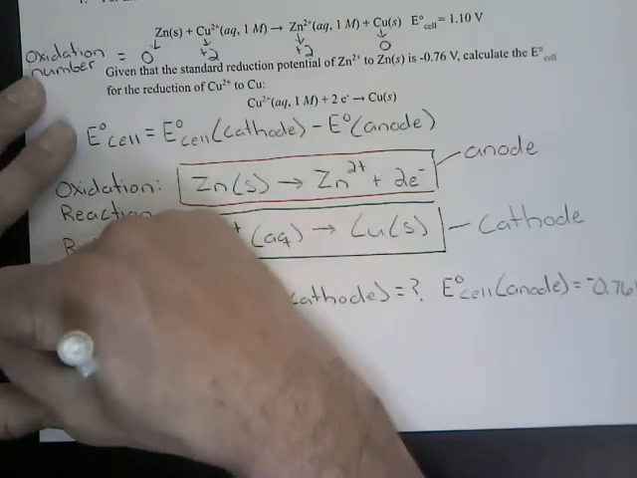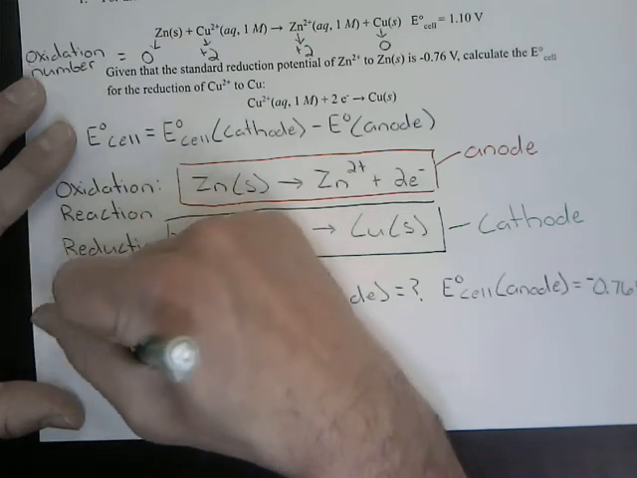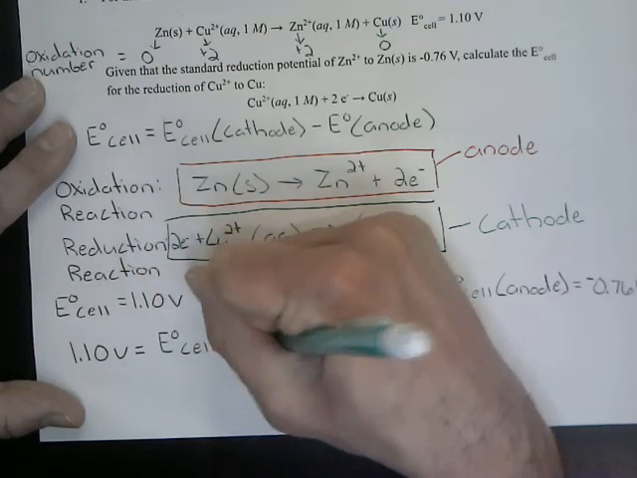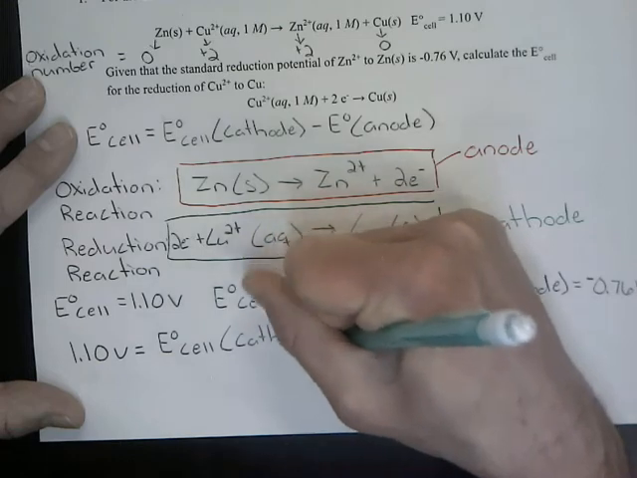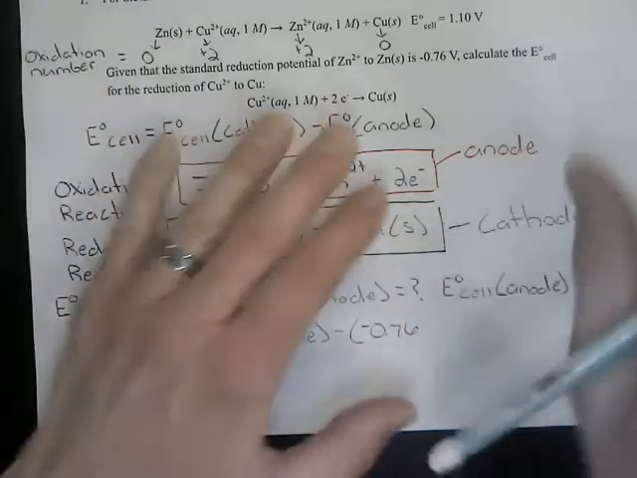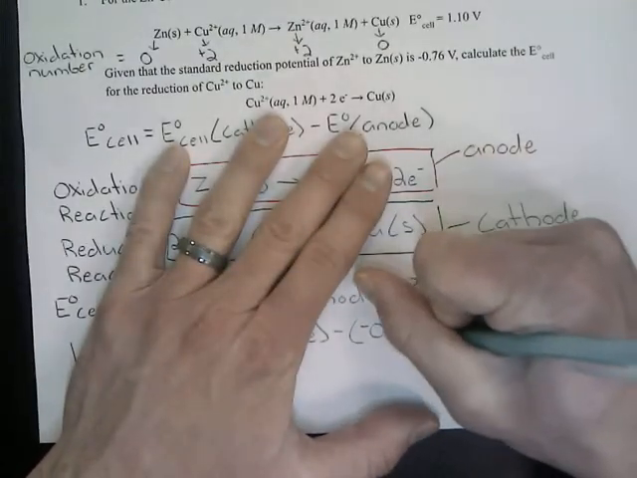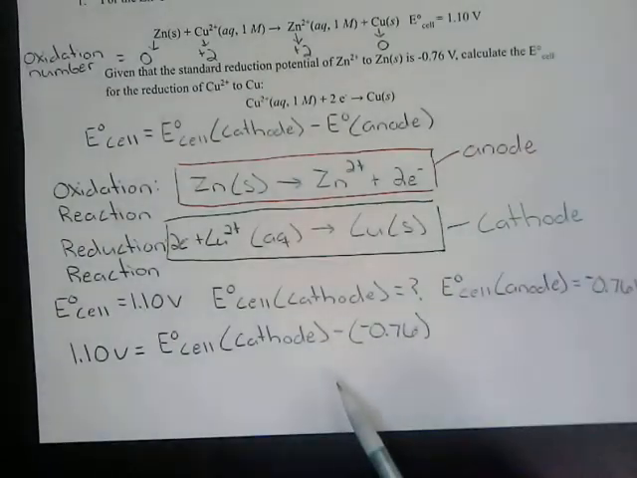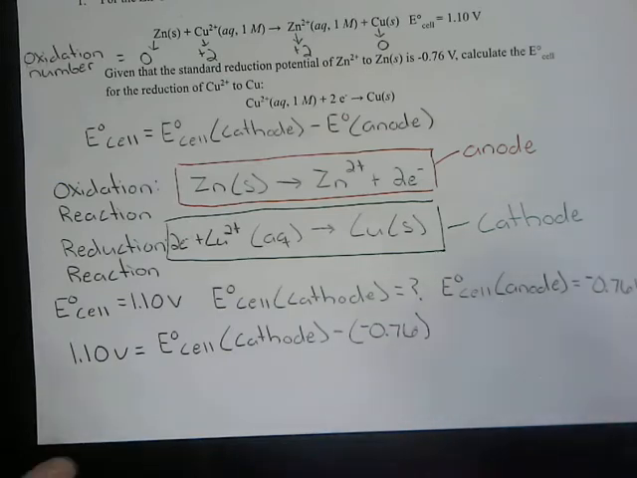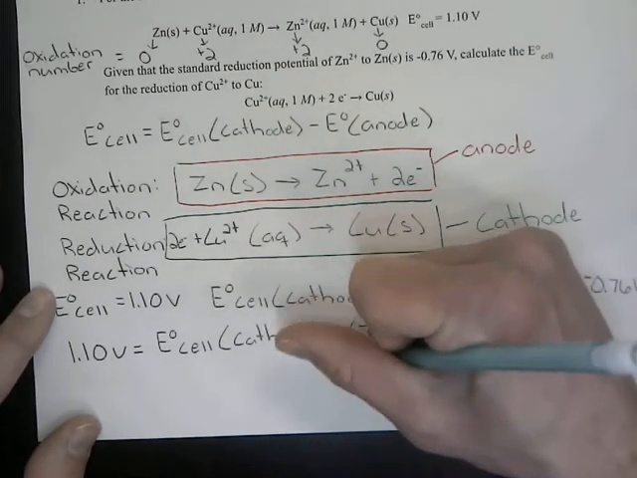Now, we're going to plug some numbers in, so we get 1.10 volts equals the standard cell potential of the cathode. We don't know that. That's our whole goal here. And so we are going to find that out minus the negative 0.76 volts, okay? And so remember, minus a negative is a positive. So what you actually need to do here is subtract 0.76 volts from each side, okay?